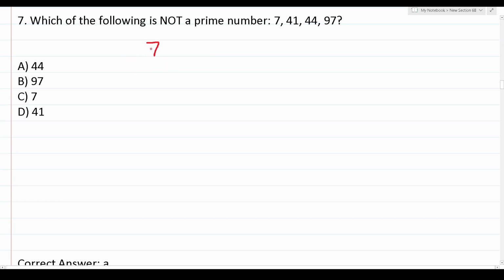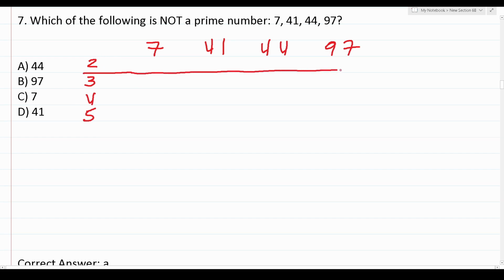So we're given these numbers 7, 41, 44, and 97. Again, a number is considered prime if it's only divisible by 1 and itself. In other words, if a number is divisible by 2, 3, 4, or 5, then it's not prime. And we're going to run divisibility checks on these numbers. And if they are divisible by 2, 3, 4, or 5, then they're not prime. Well, how do you determine if a number is divisible by 2? How do you do that very quickly?